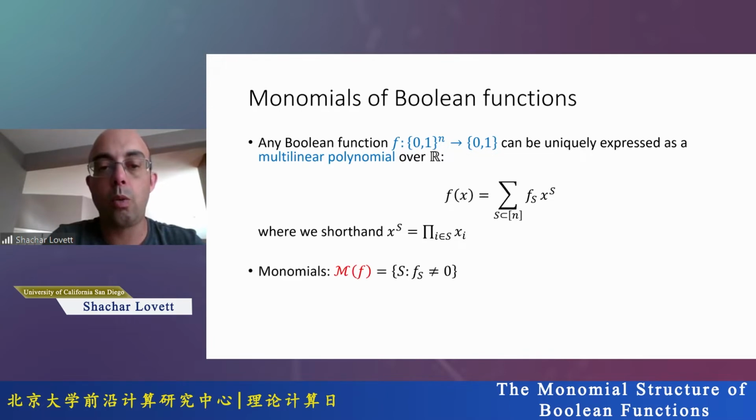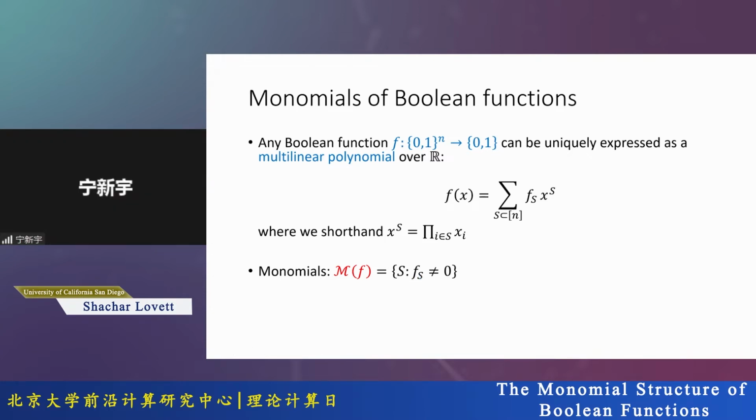And what we're going to care about is not so much this polynomial by itself. These coefficients are some real-valued coefficients. What we're going to care about is which coefficients are non-zero. That's going to be the set of monomials associated with this Boolean function. So it's a set of sets S of variables such that the corresponding coefficient f_S is non-zero. So this monomial actually appears in the expansion of this function.